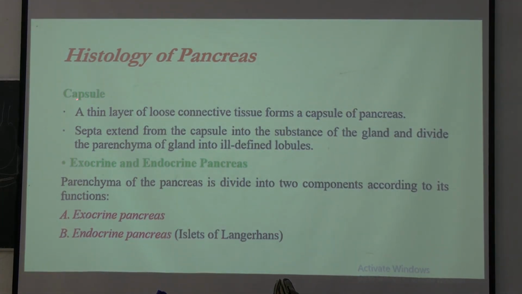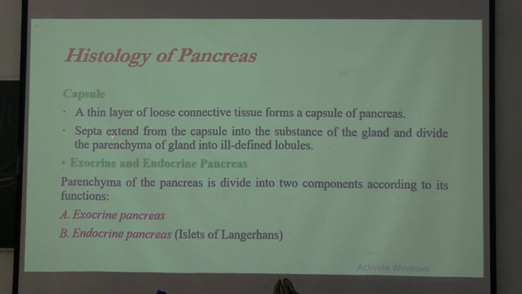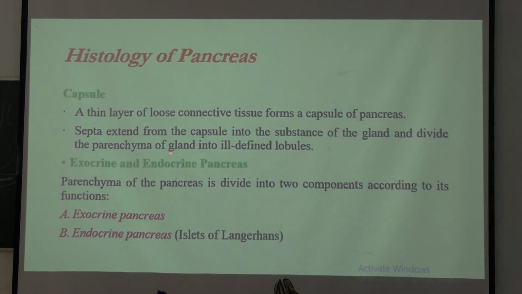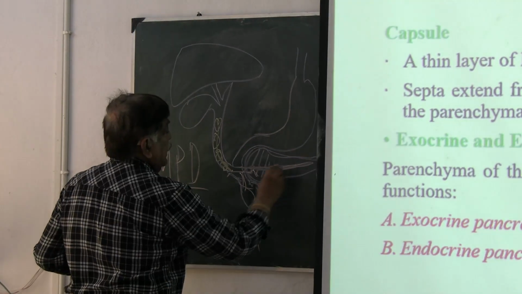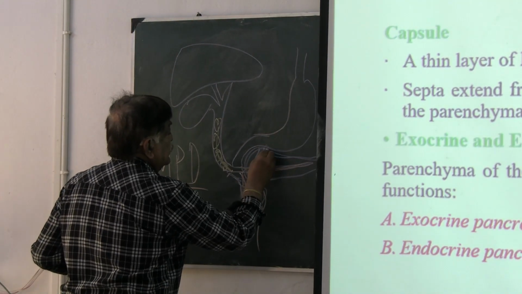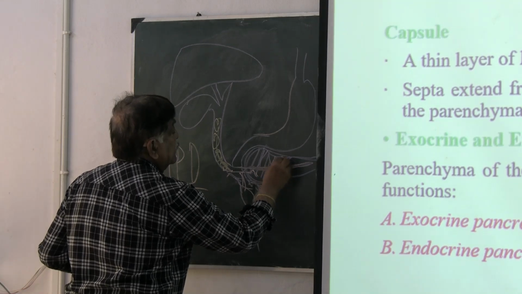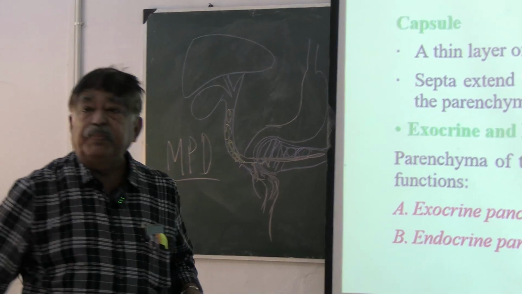Now a thin layer of loose connective tissue forms the capsule of the pancreas. Septa extends from the capsule into the substance of the gland and divides the parenchyma of the gland into ill-defined lobules. This is the pancreatic mass. Okay. Now the septa is coming like this, like this, and it is in lobules. When you see the specimen, you just touch.